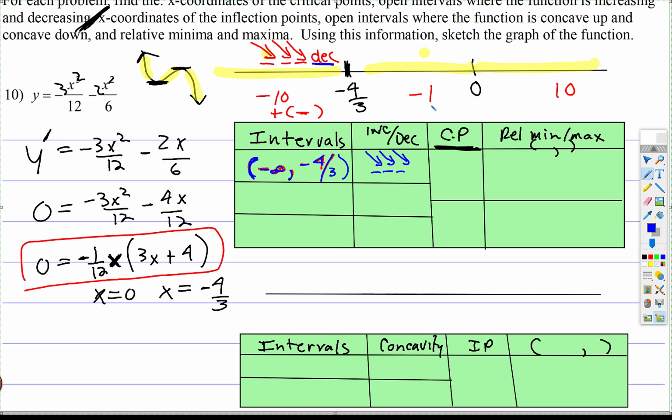Okay, now we're going to try the new interval, so negative 1. Again, negative times negative will be a positive on the outside. Then 3 times negative 1 is negative 3, but negative 3 plus 4 is positive. So positive times positive is positive. So your 3 plus signs, and this is increasing. So from negative 4/3 up to 0, the graph is increasing.